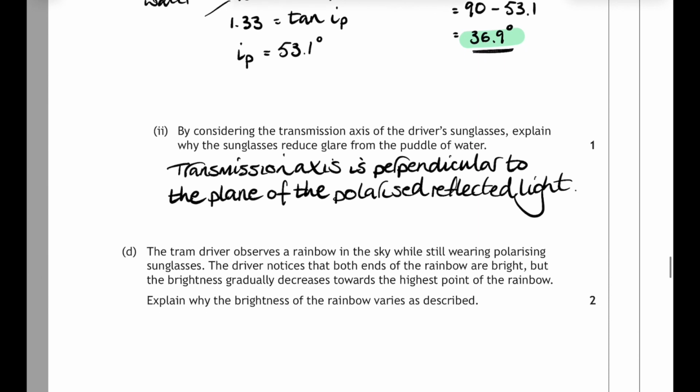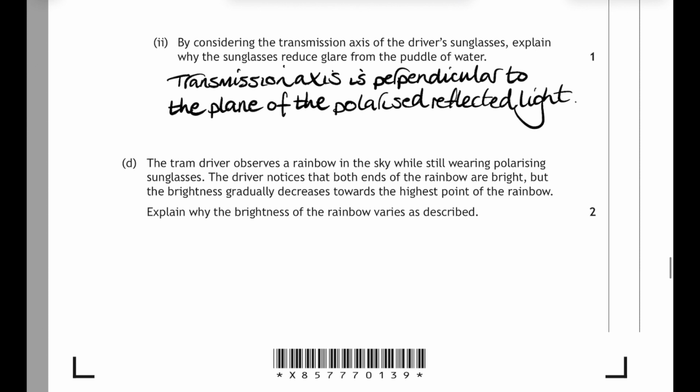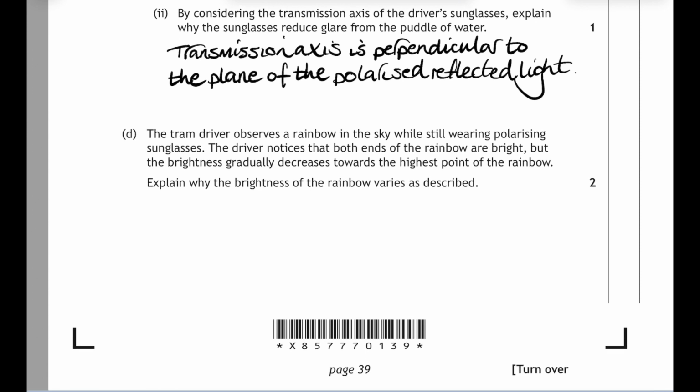Finally, part D, the tram driver observes a rainbow in the sky while still wearing polarising sunglasses, and the driver notices that both ends of the rainbow are bright, but the brightness gradually decreases towards the highest point of the rainbow. And we have to explain why the brightness of the rainbow varies as described.